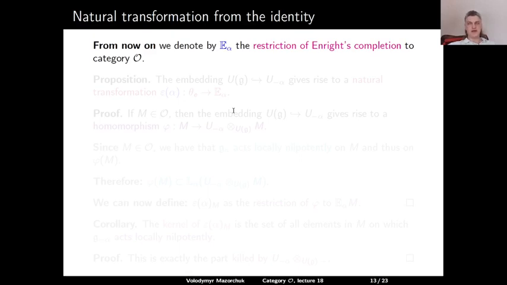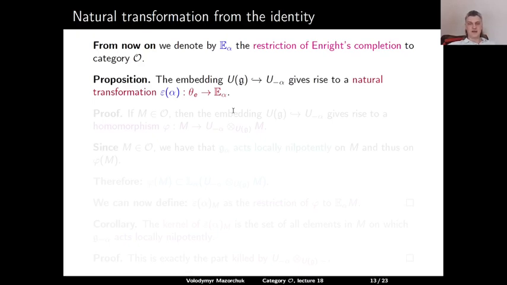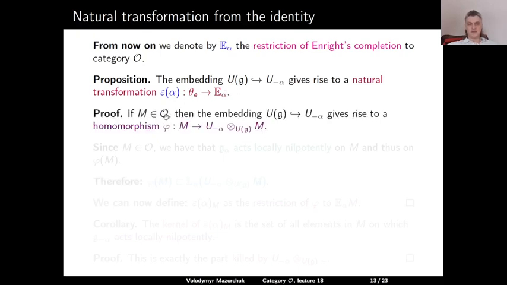We will only work with Enright's completion in the setup of the category O. We claim that the embedding of U(g) into the localization U minus alpha gives rise to a natural transformation, which we denote epsilon alpha, from the identity functor on O to the Enright's completion functor E alpha. Proof: if M is an object in O, then the embedding of U(g) into U minus alpha gives rise to a homomorphism phi from M to its localization.